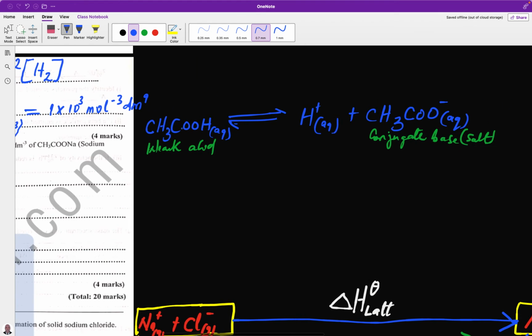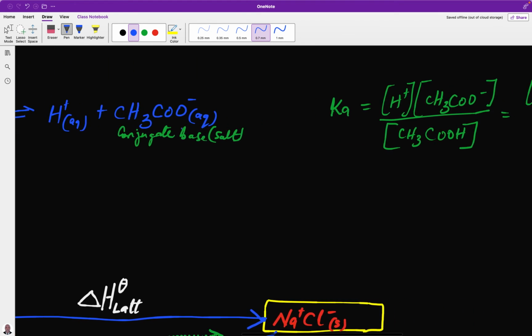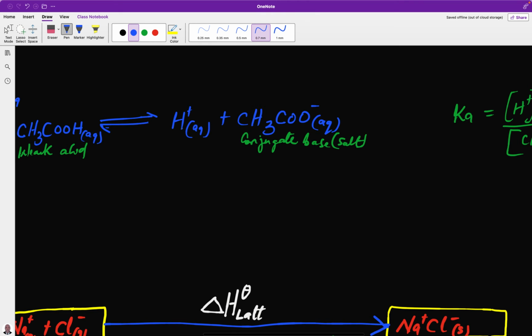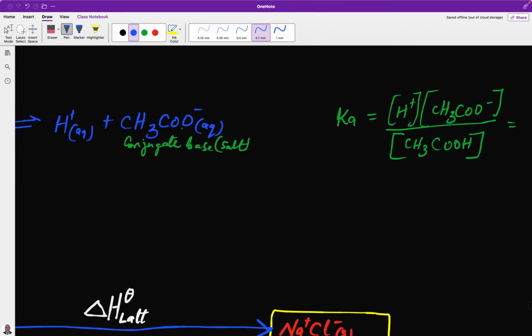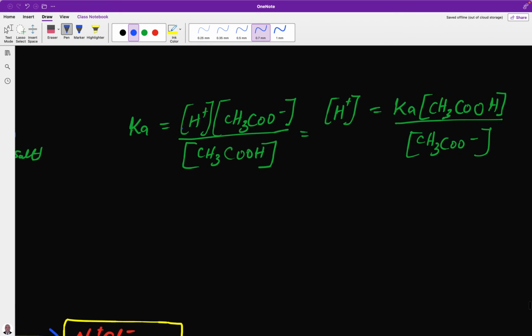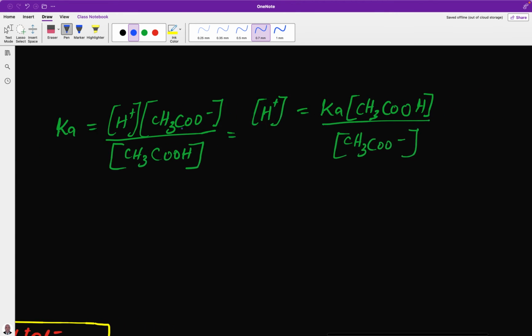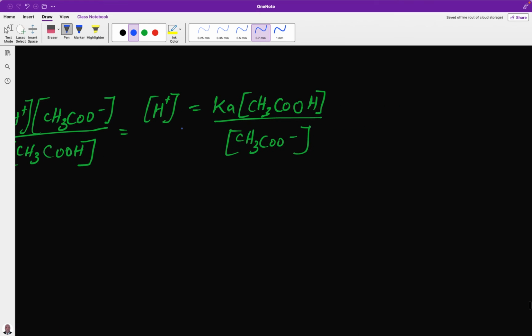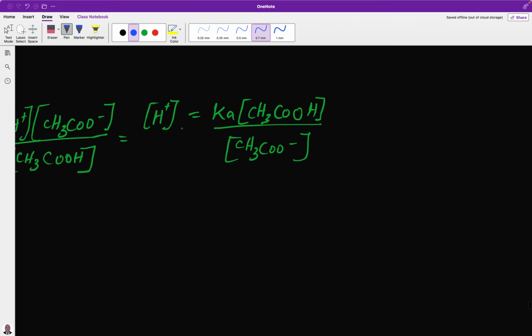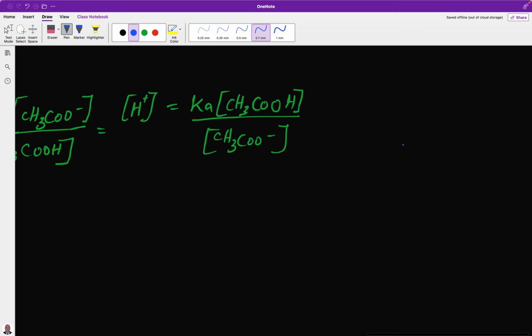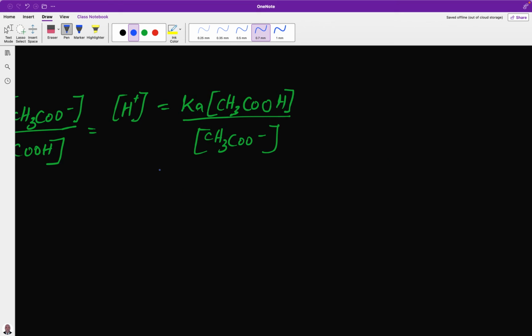When you write your equation, the weak acid dissociates to form the conjugate base and the hydrogen ion. Then Ka. The Ka is the conjugate base and the hydrogen ion divided by the weak acid. Now we make hydrogen ion the subject. Then we can substitute our values.